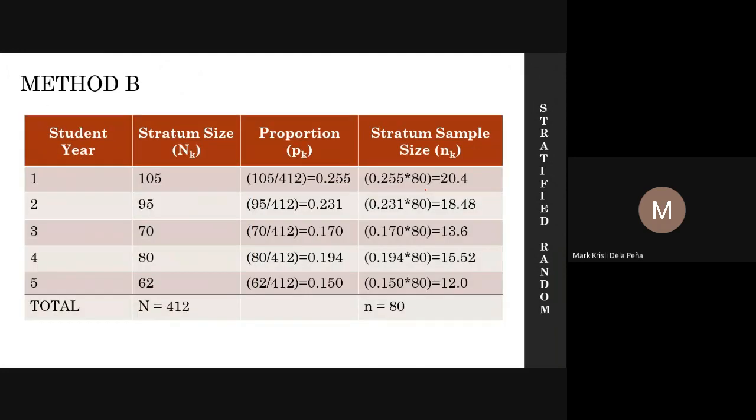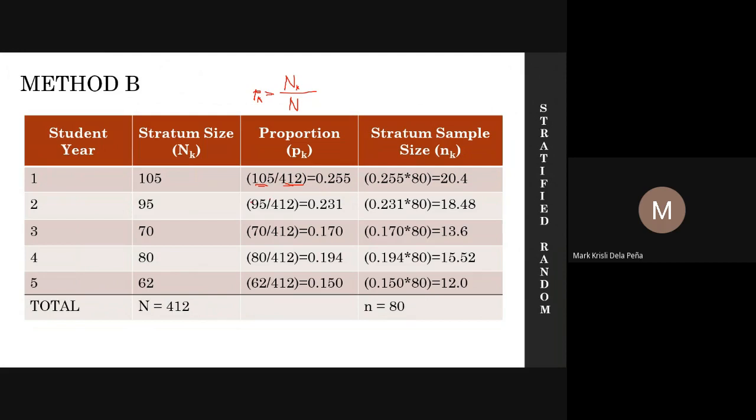Now, here, recall that lowercase p sub k is equal to uppercase N sub k, which is the stratum size, divided by uppercase N, which is our population. So the stratum size for stratum 1 is 105. Divide it by 412, which is our population, and that results to approximately 0.255.